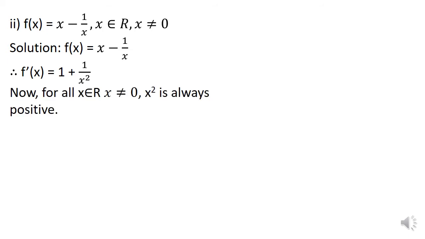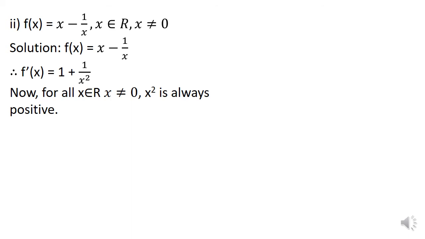Now for any real number, the square of a real number is positive. So as long as x is a real number and x is not equal to 0, x square is always positive. What if x is equal to 0? We would get 1 upon x square, that is 1 upon 0, which is not defined. So as long as x is not equal to 0, x square is always positive. So that is a condition for an increasing function, isn't it? f dash x should be greater than 0. Then the function is said to be increasing.